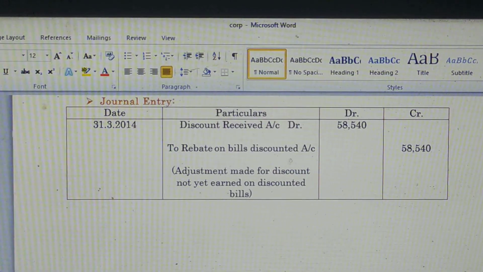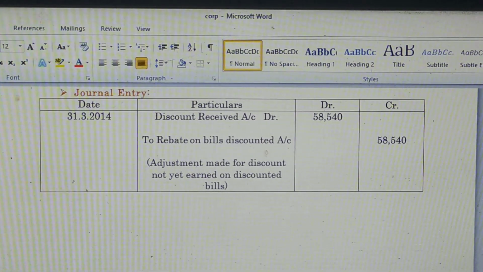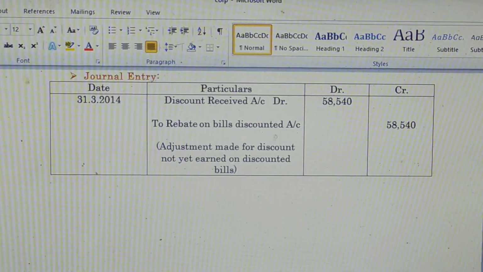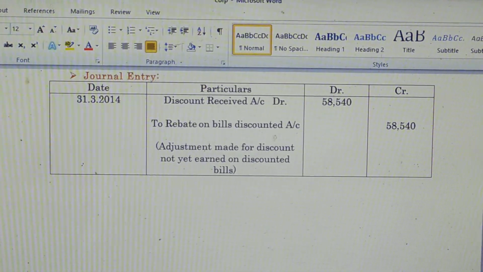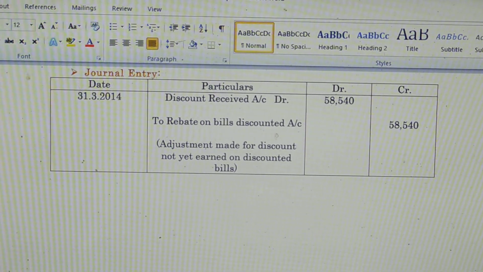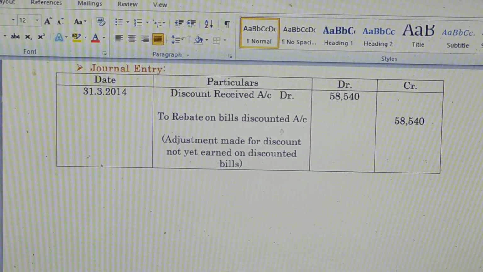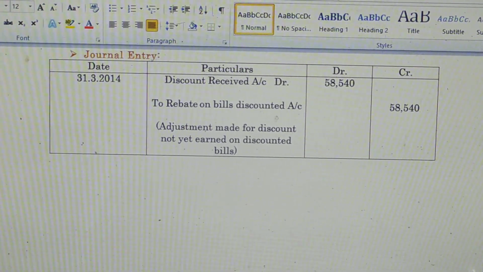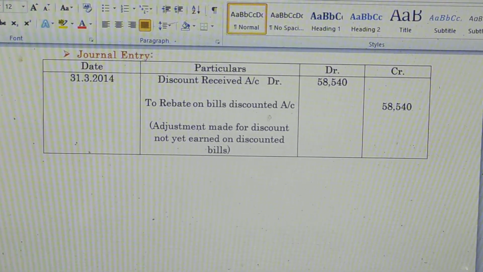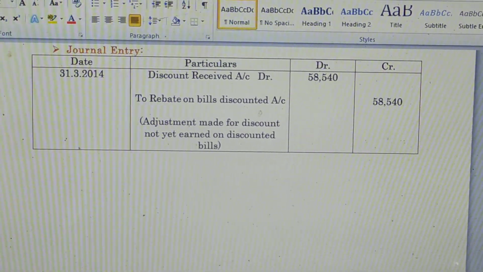Then we prepare the journal entry for adjusting the discount. First, in the date column we mention 31st March 2014. In the particular column, we mention the Discount Received Account debit, with the total discount amount of rupees 58,540, and to Rebate on Bills Discounted Account, the amount is rupees 58,540. So the adjustment is made for discount not yet earned on bills discounted. It means we made an adjustment against the rebate on bills discounted with the discount received account. That's all.